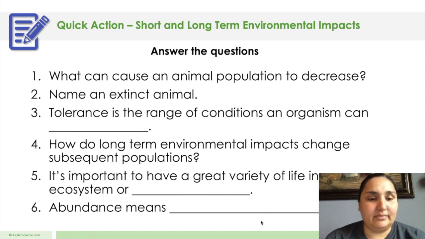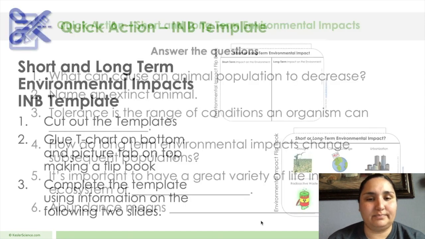Number 5, it's important to have a great variety of life in an ecosystem. I mentioned that word, variety of life. The prefix for life and variety. So that's the definition for what word? Number 6, abundance means. What does having an abundance of something mean? Okay, so I'll let you guys answer those questions.